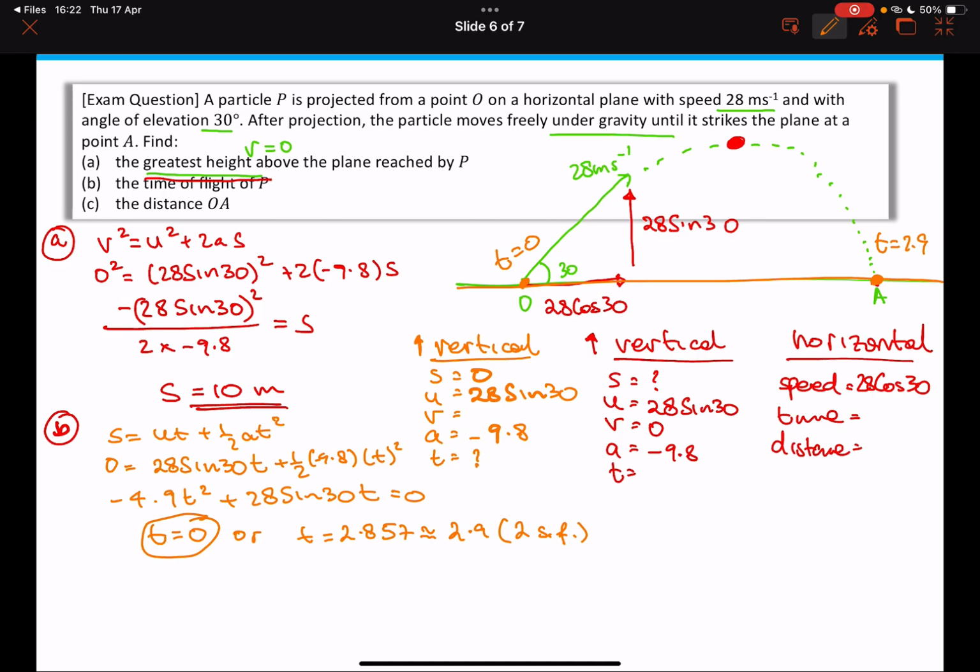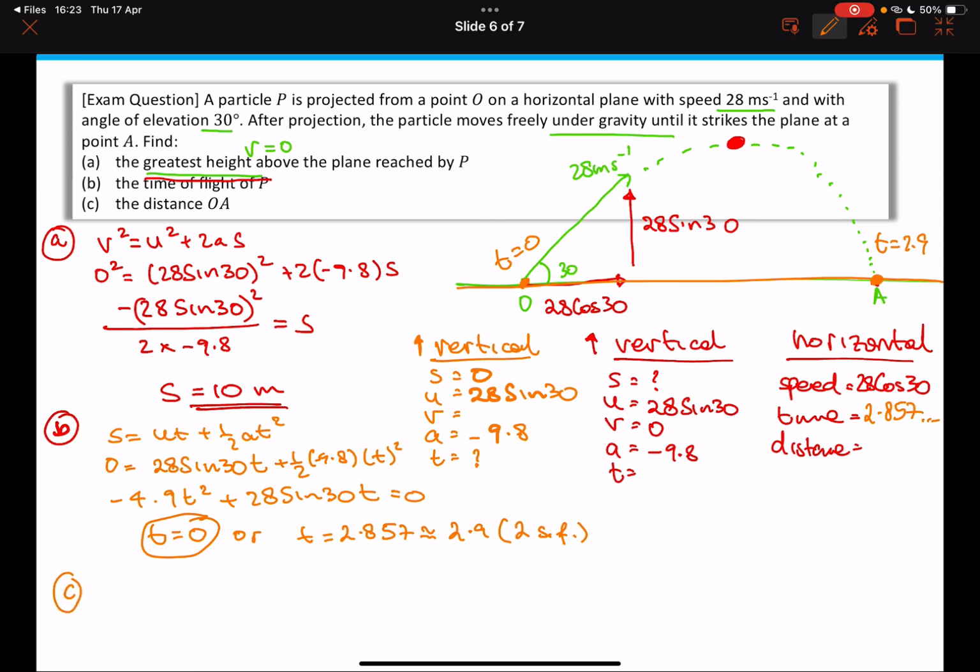So now I can go to our horizontal component for the last part, which is asking me the distance of OA. So that's my horizontal distance. I know my time now is equal to 2.857. Guys, just make sure that whenever you're using the time, you're not using the rounded answer, but the actual answer to 3-4 decimal places. So it's going to be more and more accurate.